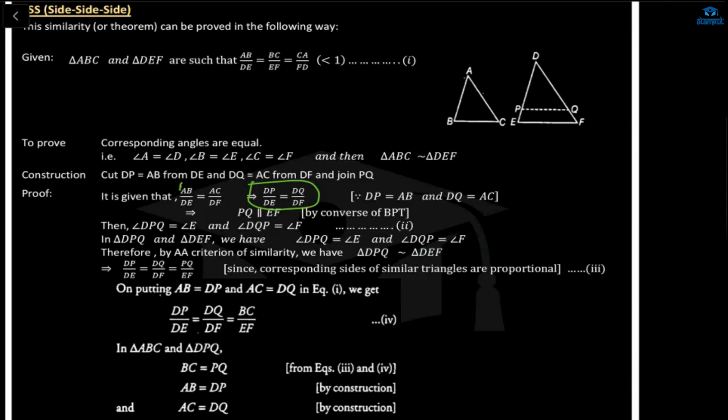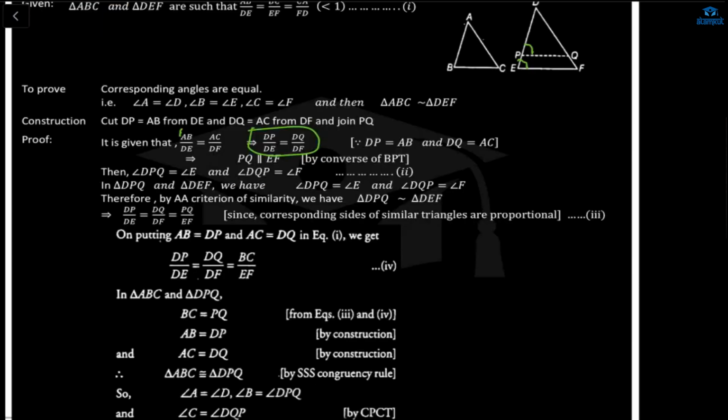So if DP by DE is equal to DQ by DF, that means PQ is parallel to EF. And if PQ is parallel to EF, that means angle DPQ will be equal to angle E, because PQ is parallel to EF, from corresponding angles. And angle DQP will be equal to angle F, from the corresponding angles.